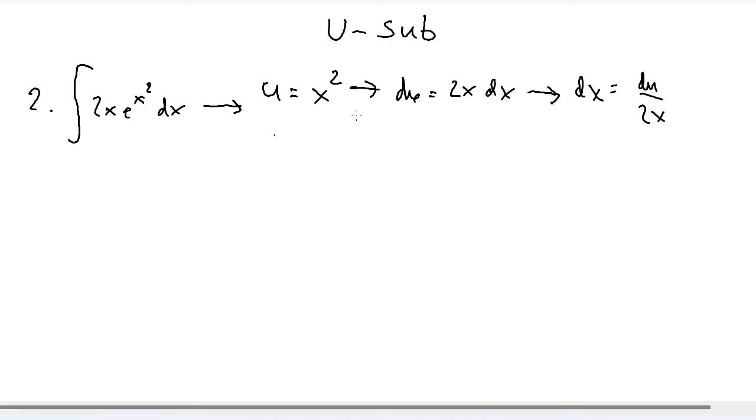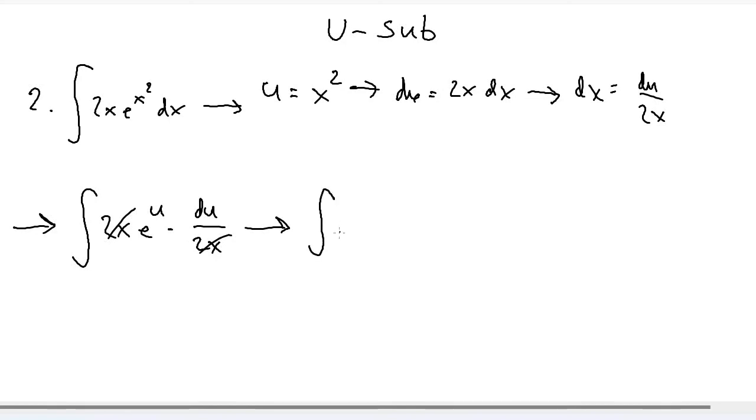And now I can plug my u and my dx into my equation. So we get the integral of 2x. We already said u is x squared, so we can put e to the u. And we know that dx is equal to du over 2x. So now when I simplify this, the 2x's will cancel, and we'll just have the integral of e to the u du.